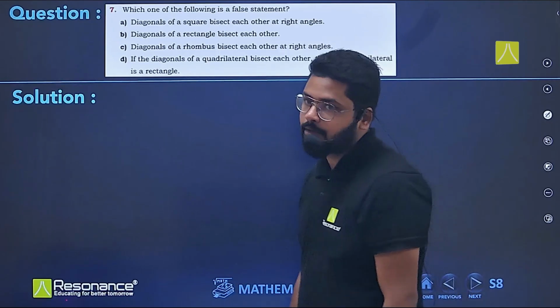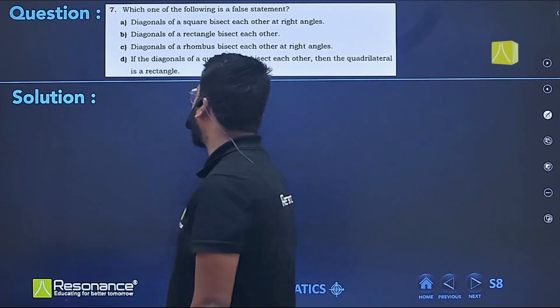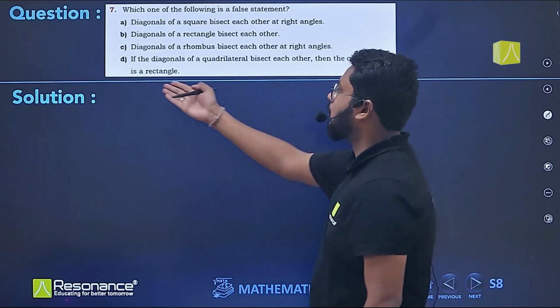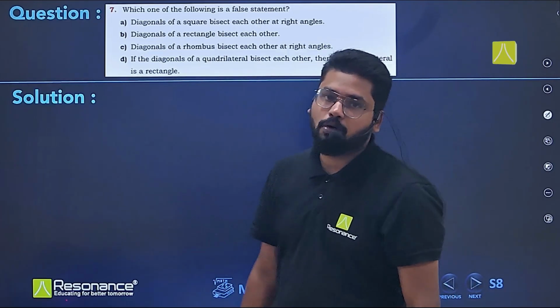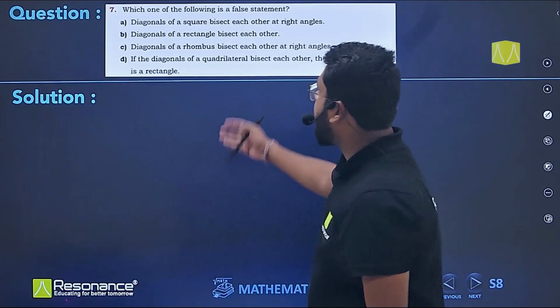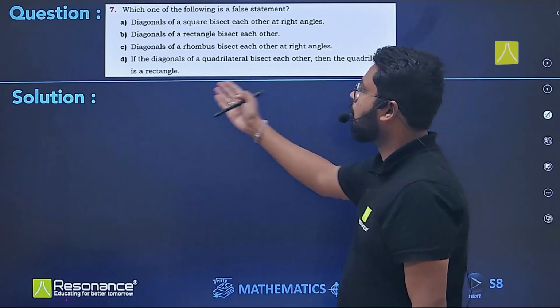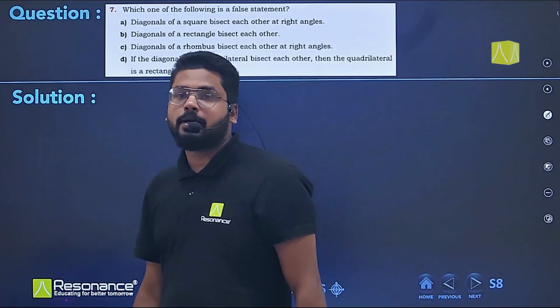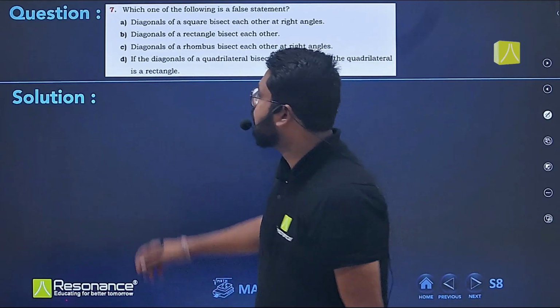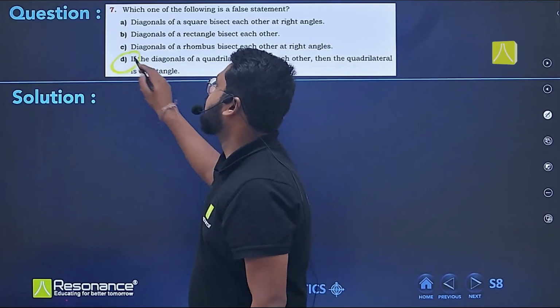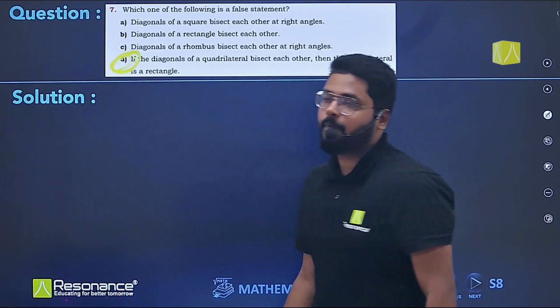That is also correct. But the fourth one says that if the diagonals of a quadrilateral bisect each other, then the quadrilateral is a rectangle. That is not correct, because when the diagonals of a quadrilateral bisect each other, the quadrilateral is a parallelogram. For a rectangle, the angles have to be 90 degrees. So option D is the false statement, so option D is correct. Okay.